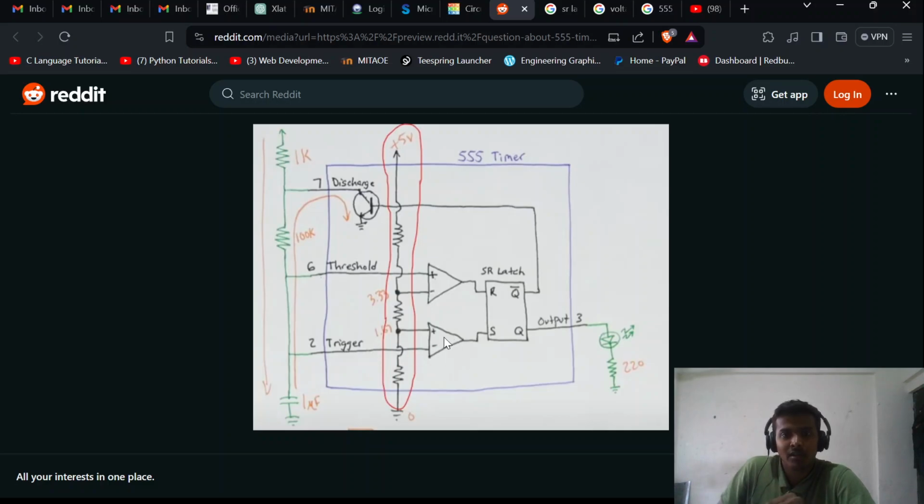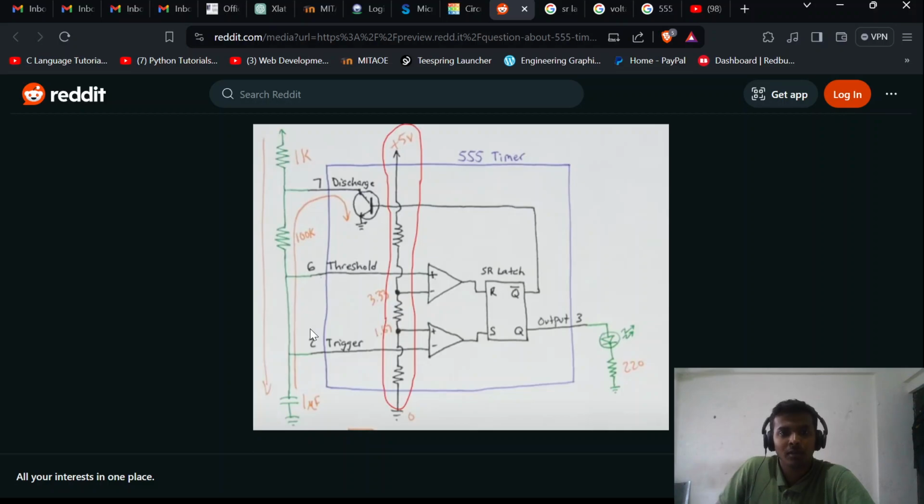So this comparator was outputting 1 previously. Now it will output 0. So S will become 0. So at this moment S is also 0, R is also 0. So what happens when R and S both are 0? No change, it will hold the previous output. Previous output was Q 1, Q dash 0, so it will just hold it.